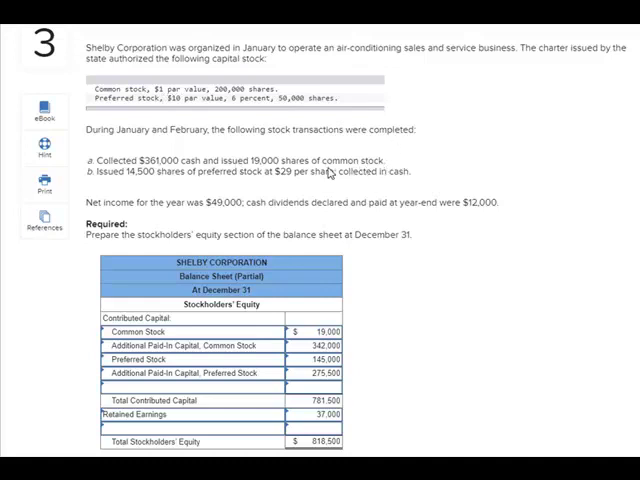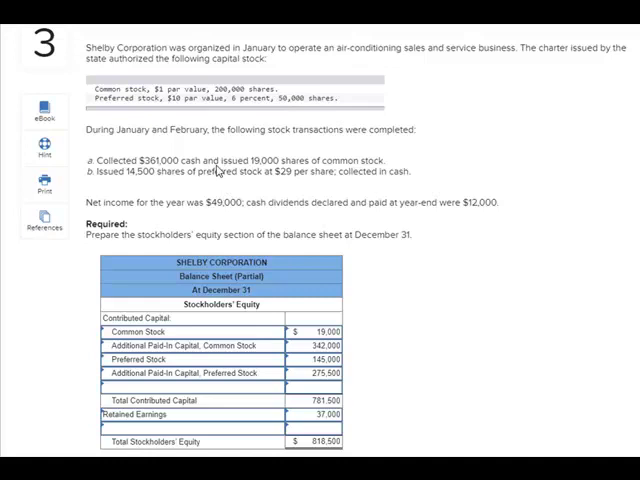And it says up here that the common stock has a $1 par value. This is a brand new company, and here are the stock transactions that happened. We collected this amount of cash by issuing or selling 19,000 shares of common stock, and we'll only put the par value, 19,000, here in the common stock account.